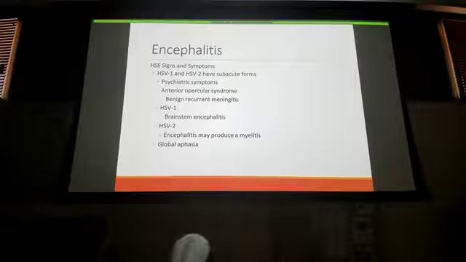Foix-Chavany-Marie syndrome. Have you guys heard me talk about how many dead doctors it takes to name something? Yeah. So 3 dead doctors. What does it tell you about the rarity of this disease? It's probably pretty rare, right?